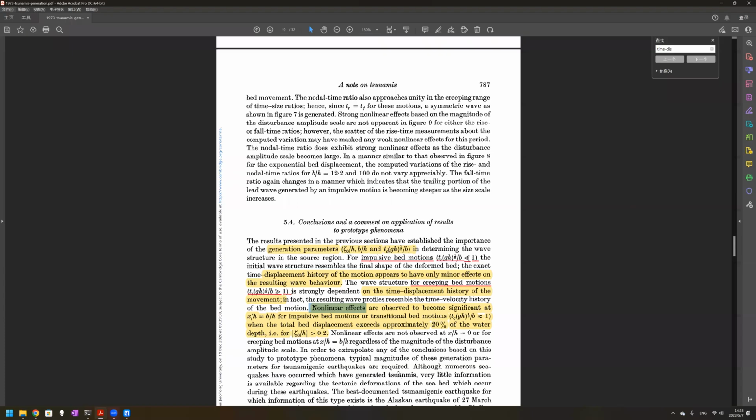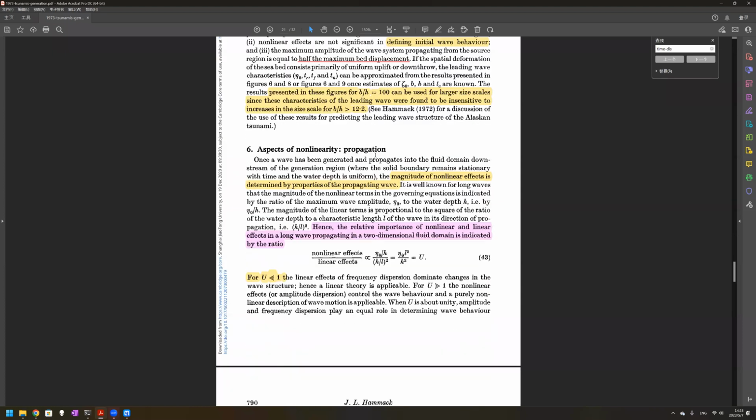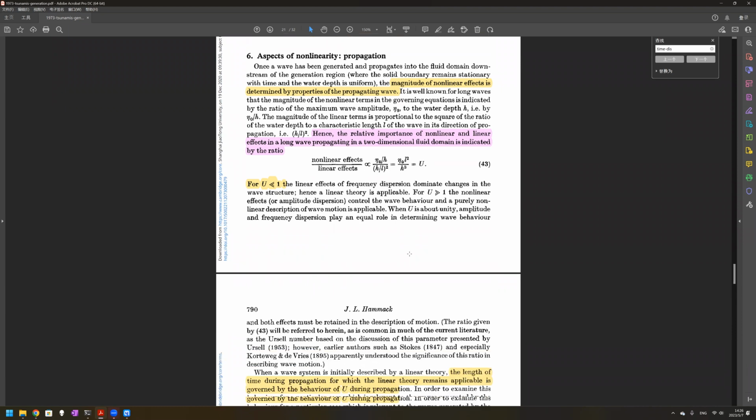Then the author dived into the examination of nonlinear effects, where he also introduced a characteristic length of wave propagation, in the direction of propagation, defined by L. So there's a ratio called U, the ratio of nonlinear effects over the linear effects. Arguably, for small u, the linear effects dominate. For large u, the nonlinear effects dominate.